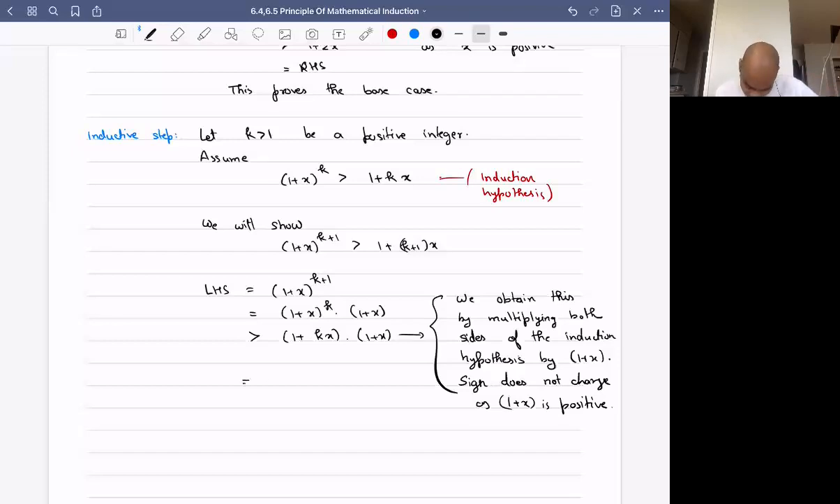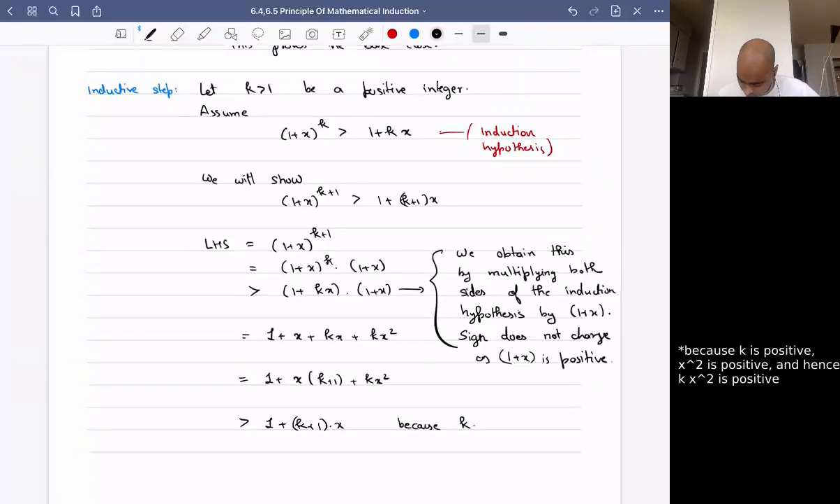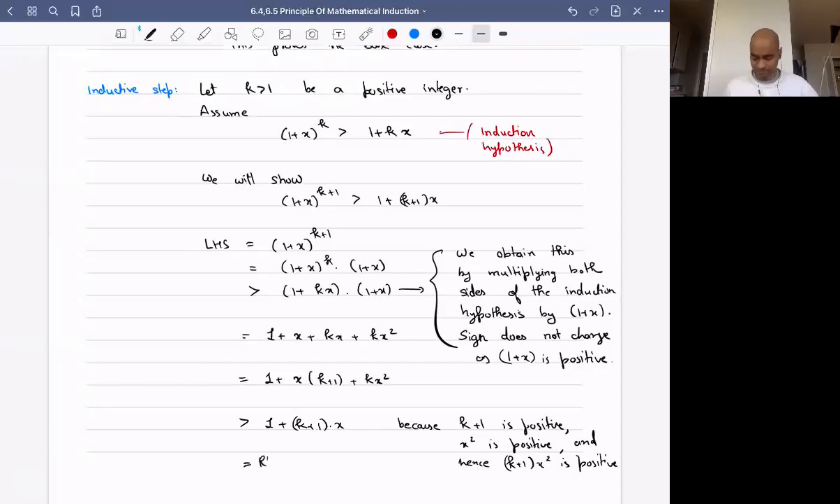Then I can simplify this, which gives me 1 plus x plus kx plus kx squared. And then I can take x common. And now I further get this is greater than 1 plus k plus 1 times x. And why? Because k plus 1 is positive, x squared is positive, and hence k plus 1 times x squared is positive. And this is the right hand side. So I have shown that the left hand side is greater than the right hand side, which is exactly what I wanted to prove.